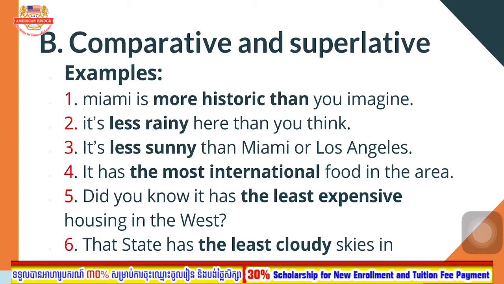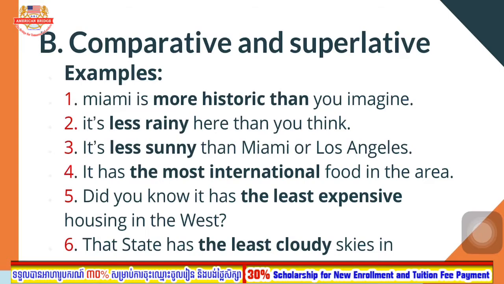Okay, good students. So look at number five together. Did you know it has the least expensive housing in the West? So you know that least means the opposite of the most. The most talks about the greatest, and the least we talk about the lowest. So it means the least expensive housing in the West. I mean we talk about the lowest price of houses in the West.